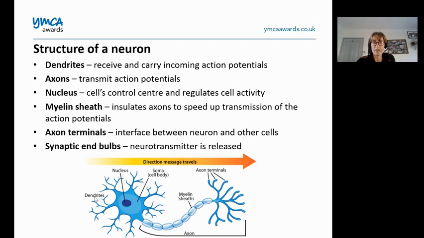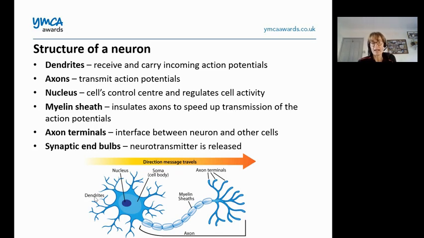So here we go. I've added another diagram in here because I like having lots of diagrams for you to have a look at while I'm talking. So again, the dendrites receive and carry information about action potentials. The axon transmits the action potential. Our nucleus is the cell's control center. Our myelin sheath is that insulating body that allows the messages to travel faster.